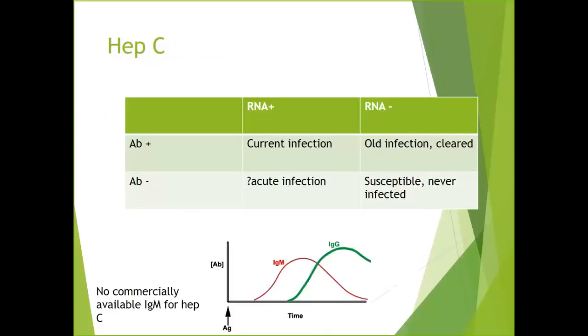Antibody positive, RNA positive, that person is currently infected, could be acute. Antibody positive, RNA negative, most likely old infection and cleared or treated. You can have patients who are antibody negative and RNA positive. The reason for that is, again, we don't really have an IgM test. This is IgG, which takes several weeks to develop past the time of exposure and infection. And somebody who is antibody and RNA negative is most likely susceptible and never been infected.